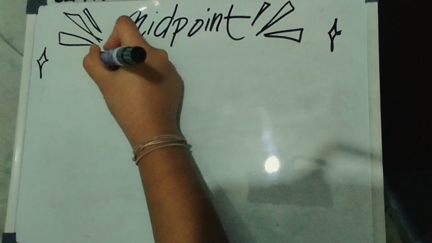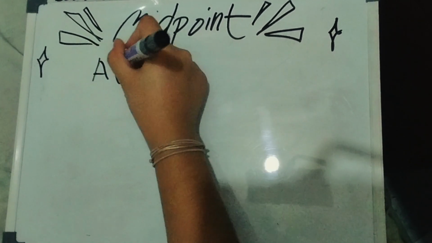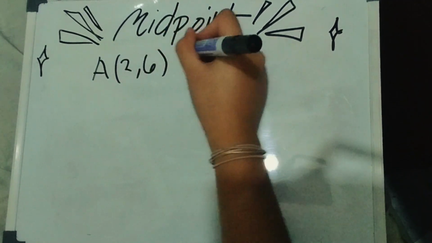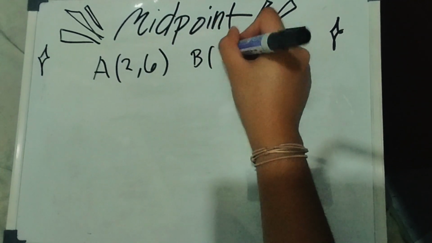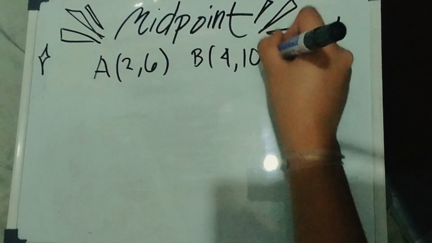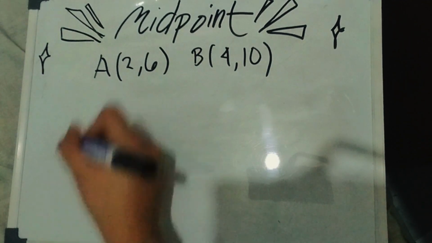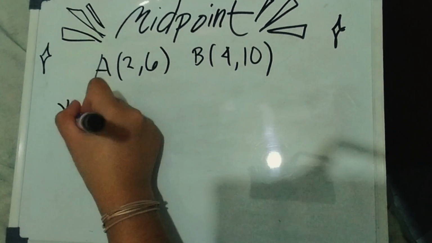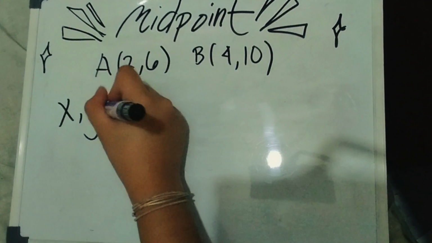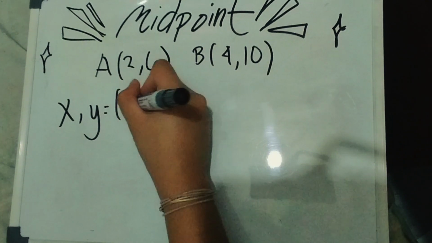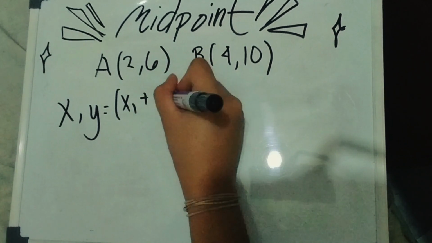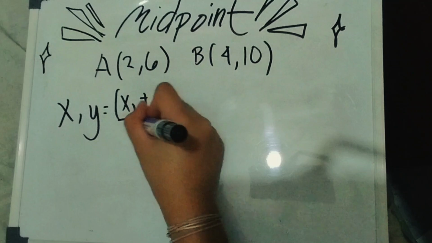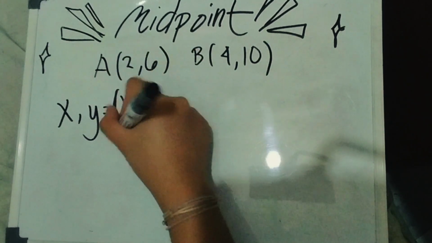How to solve a midpoint? There are 2 points in a midpoint problem, point A and B. Point A has 2 and 6 and point B has 4 and 10. First step is to substitute the numbers to the variables. x1 is 2 and x2 is 4. y1 is 6 and y2 is 10.